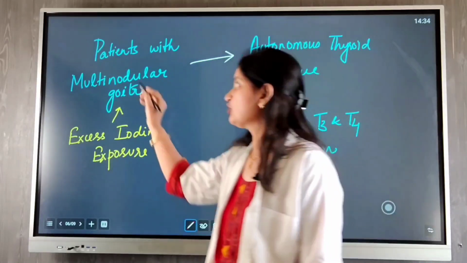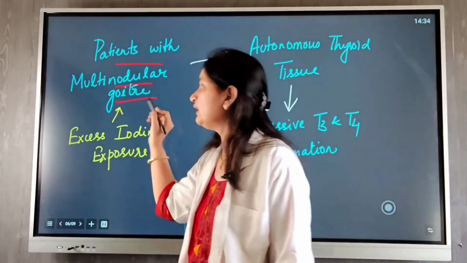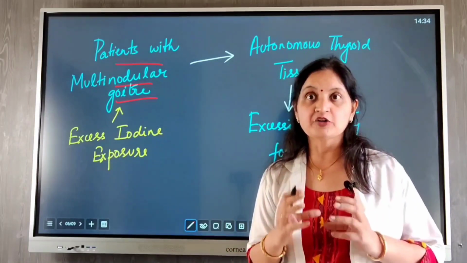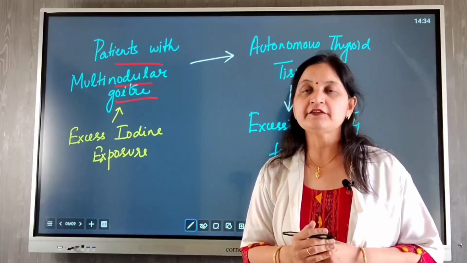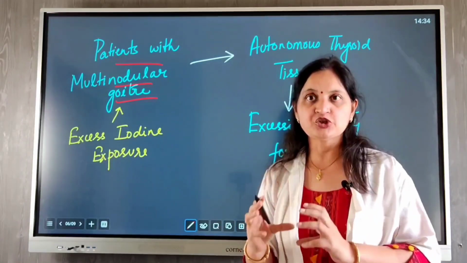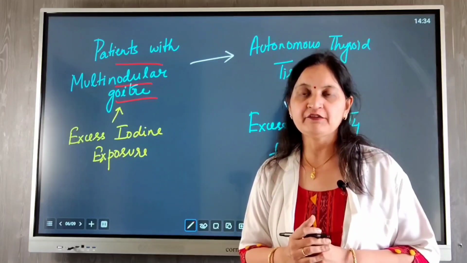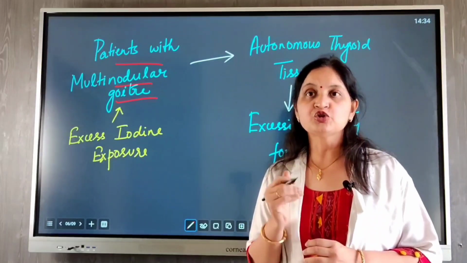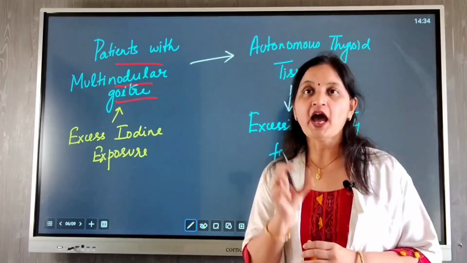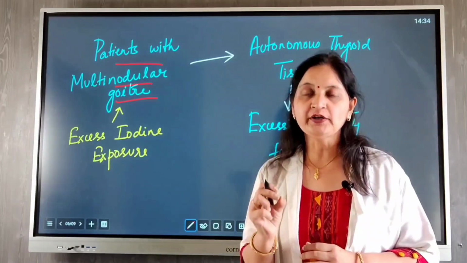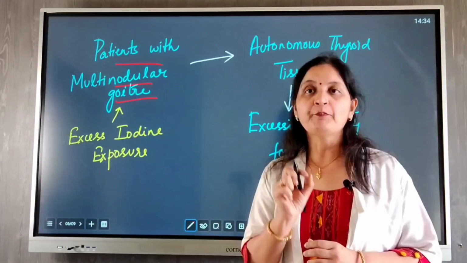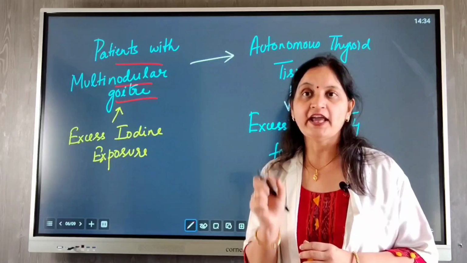Another risk factor is patients with multinodular goiter or nodular disease, patients with autonomous thyroid tissues where the thyroid gland functions autonomously, producing excessive T3 and T4 into the circulation. So autonomous thyroid tissue leading to excessive T3, T4 hormone production leads to Jod Basedow's phenomenon or hyperthyroidism, and this is induced by high iodides such as amiodarone, the drug which contains a large amount of iodine, contrast dyes, or post-exposure to CT scans or angiography.